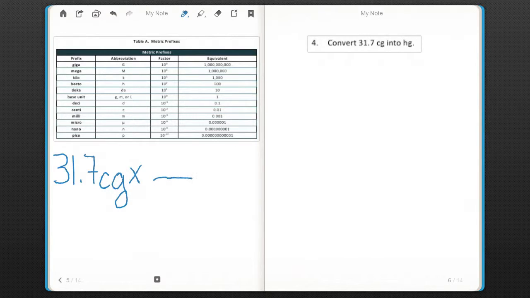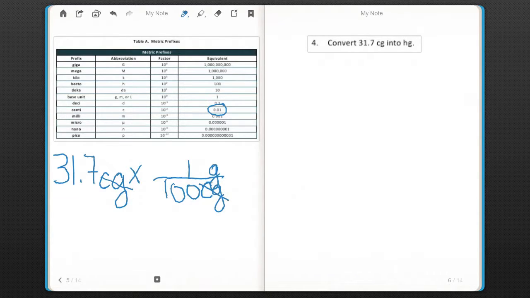So we're going to have to get rid of our centigrams. To get rid of our centigrams, we'll put them in the bottom. And because I want to go to the base unit, I'm going to put grams in the top. Since grams is larger than centigrams, I'm going to put 1 in the grams. Then I need to figure out how many centigrams there are in a gram. We can go up to the chart and see that centi is 1/100th of the base unit, so it takes 100 centigrams to equal 1 gram. So we'll put that down here with centigrams. As you can see, we've gotten rid of our centigrams.